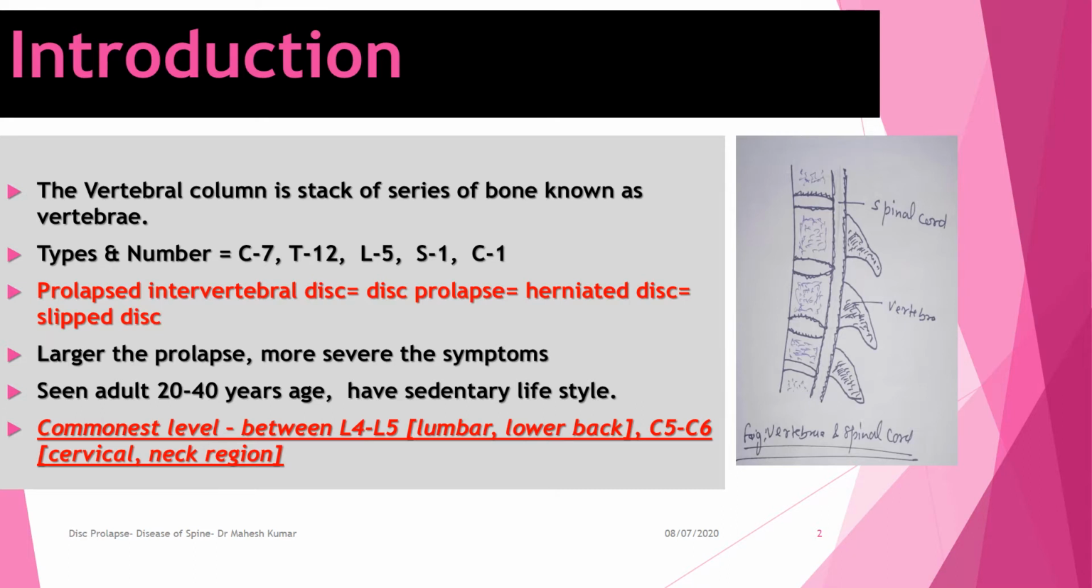The terms prolapsed intervertebral disc, disc prolapse, herniated disc and slip disc are used synonymously. Larger the prolapse, more the symptoms. It is a general rule in case of disc prolapse, and disc prolapse is mainly seen in adults of 20 to 40 years of age group who have a sedentary lifestyle. The commonest levels in the vertebral column involved are between L4 and L5, that is the lumbar region or lower back region, and the C5 and C6 region, that is the cervical or neck region.